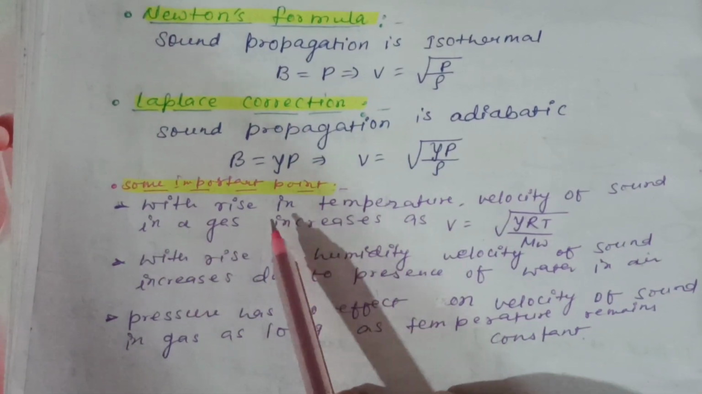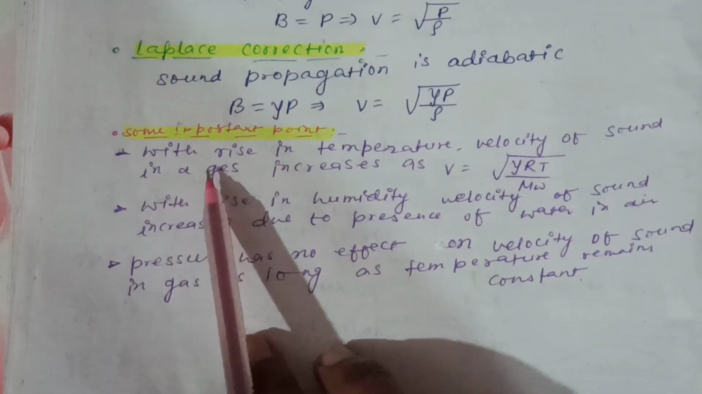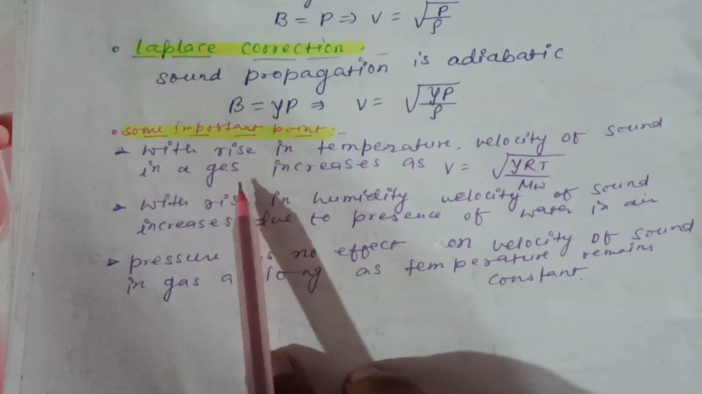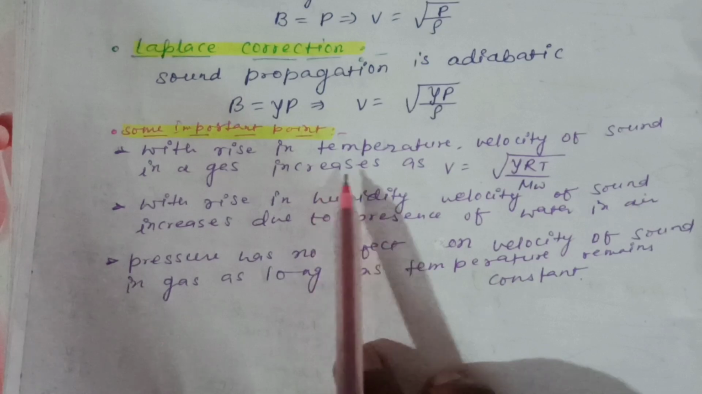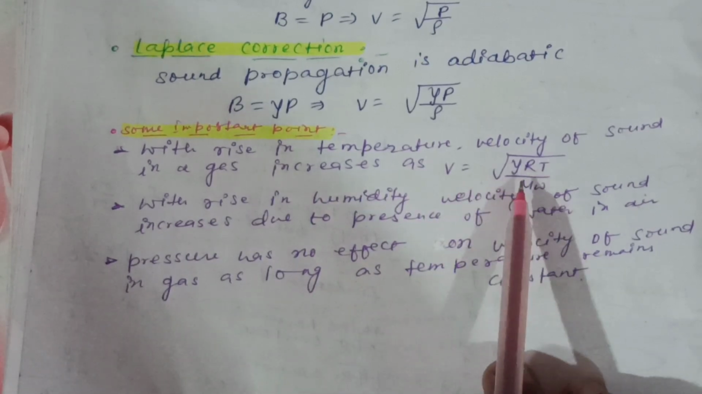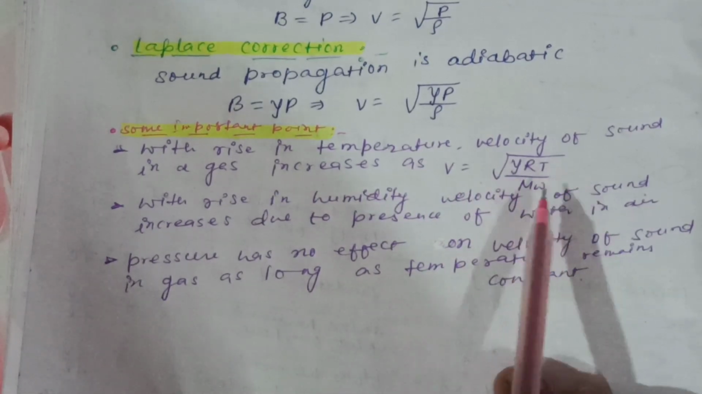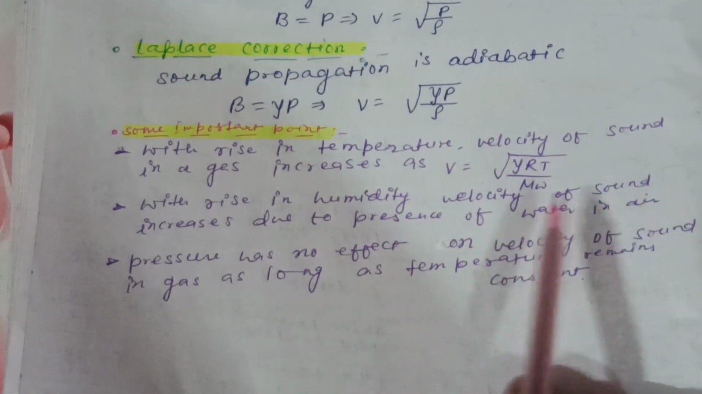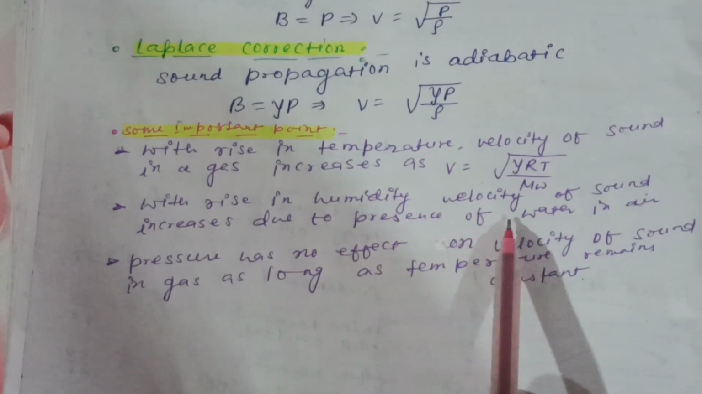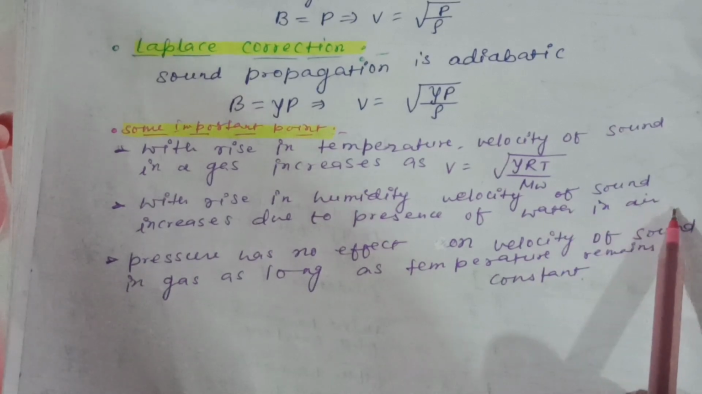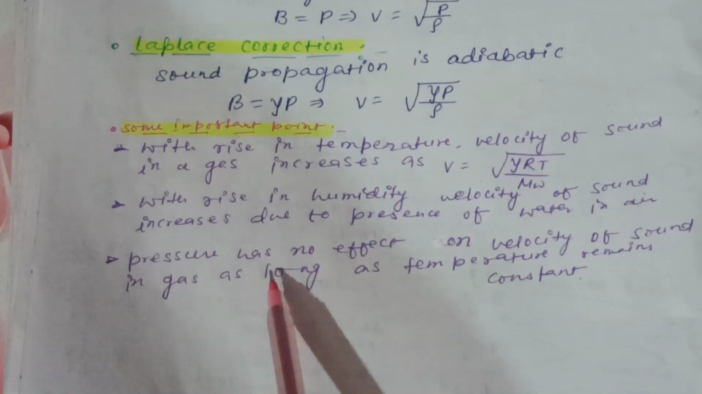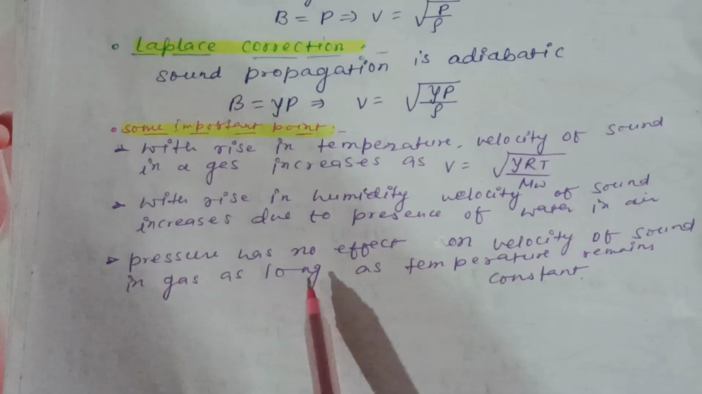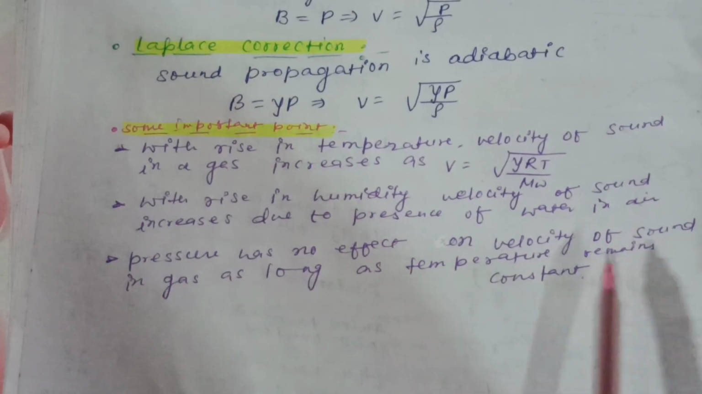Some important points. With a rise in temperature, the velocity of sound in a gas increases as v is equal to under root gamma RT upon M. With a rise in humidity, the velocity of sound increases due to the presence of water vapor in air. Pressure has no effect on the velocity of sound in a gas as long as temperature remains constant.